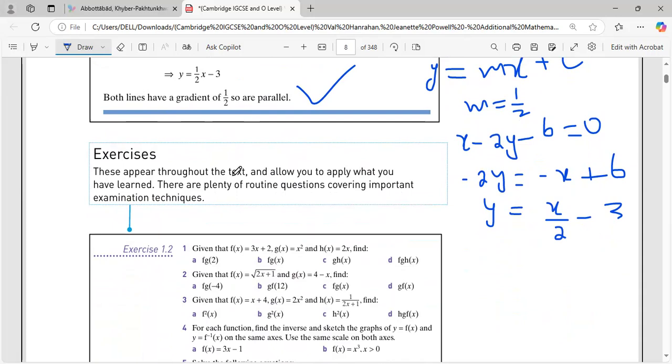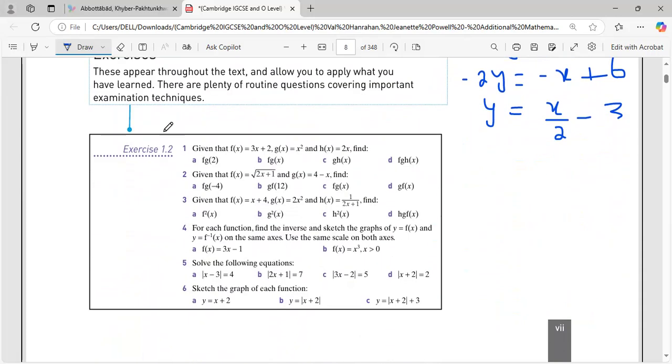Now look at the next thing. Next is an exercise. Given that f of x is equal to this, g of x is equal to this and h of x is equal to this, find f of g of 2. Here basically we have to find the composite functions or compound functions, right? So f of g of 2 means that we first find g of 2 and then put that g of 2 in the f function.